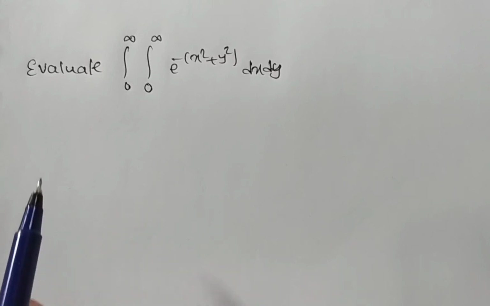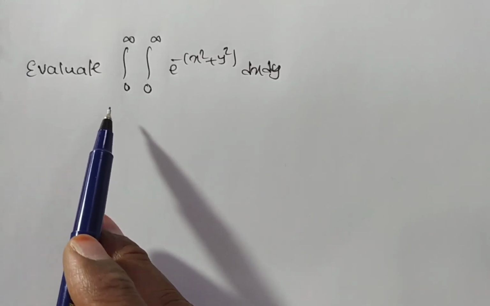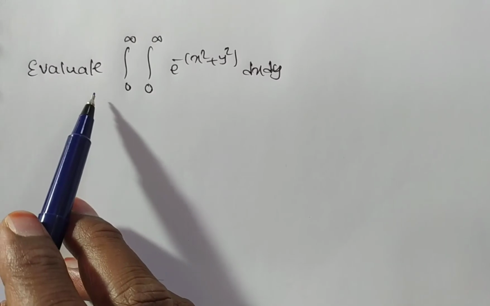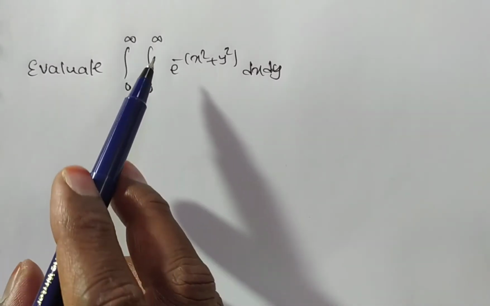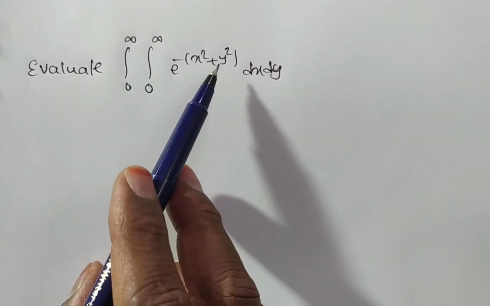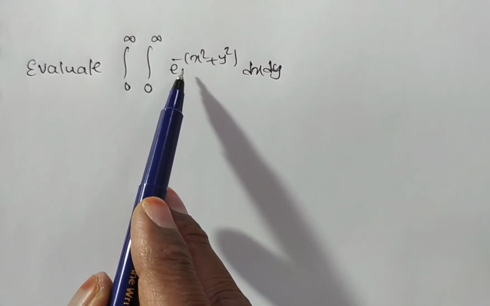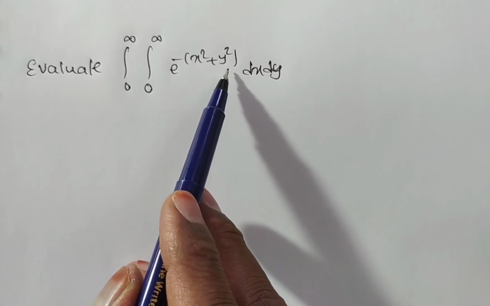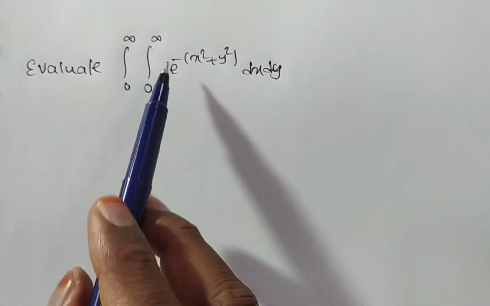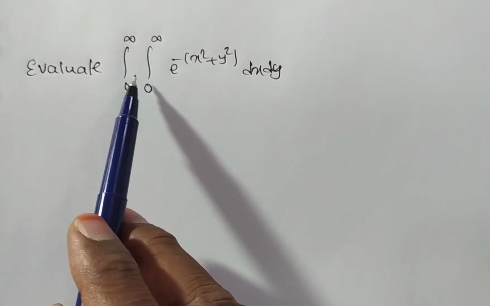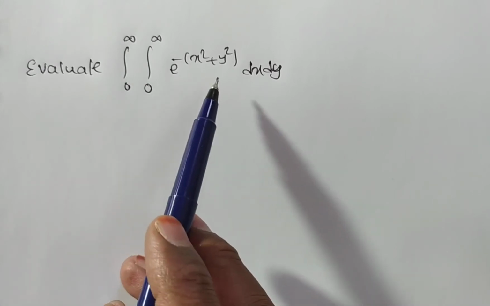Hi friends, now we are solving a problem on double integrals. The given problem is: evaluate the integral from 0 to infinity of e to the power of minus (x square plus y square) dx dy. Friends, you see the integrand here is e to the power of minus (x square plus y square). Moreover, the limits of integration are also independent, so you can do it in the Cartesian coordinate plane.